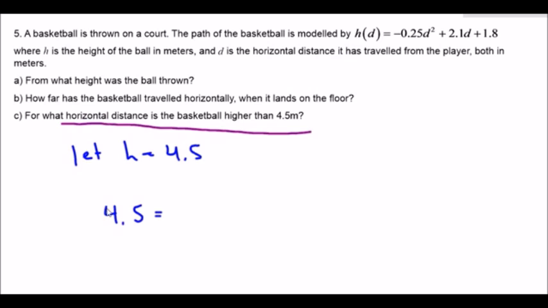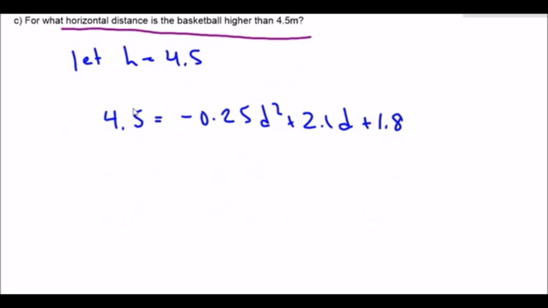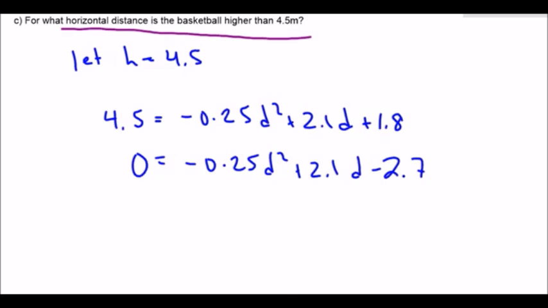So 4.5 equals negative 0.25 d squared plus 2.1d plus 1.8. And of course, before I solve anything quadratic, I need it equal to 0. So I'm going to subtract 4.5 from both sides of the equation. 1.8 subtract 4.5 gives me negative 2.7. And now I have a perfect quadratic in standard form.